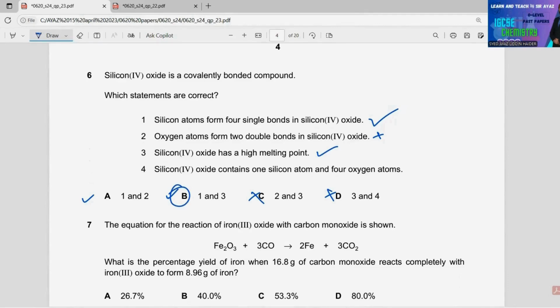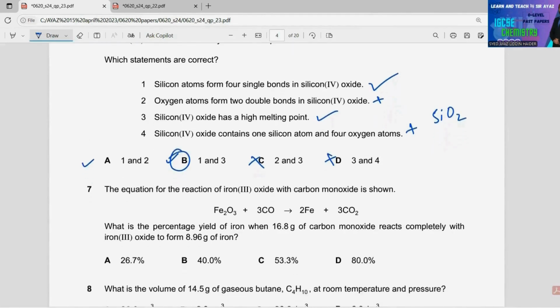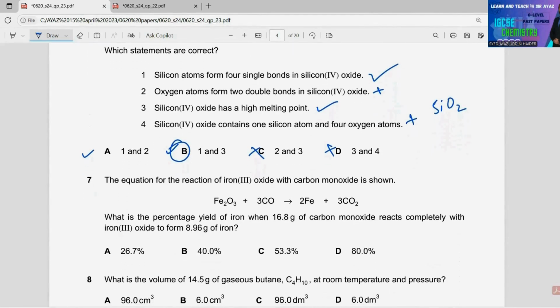No need to read the last statement. It must be wrong. For your convenience, I'm reading the statement. Silicon(IV) oxide contains 1 silicon atom and 4 oxygen atoms, which is wrong. The formula for silicon(IV) oxide is SiO2. So B is the correct answer in this case.